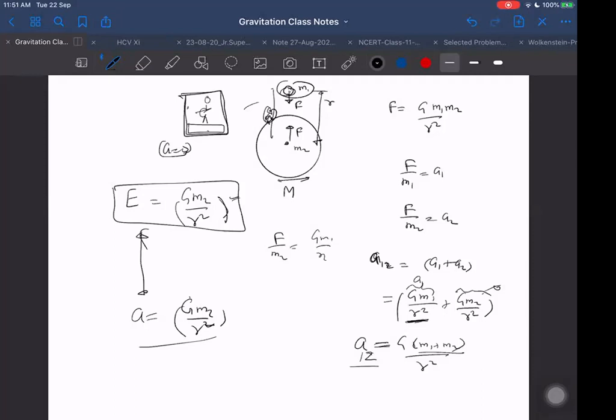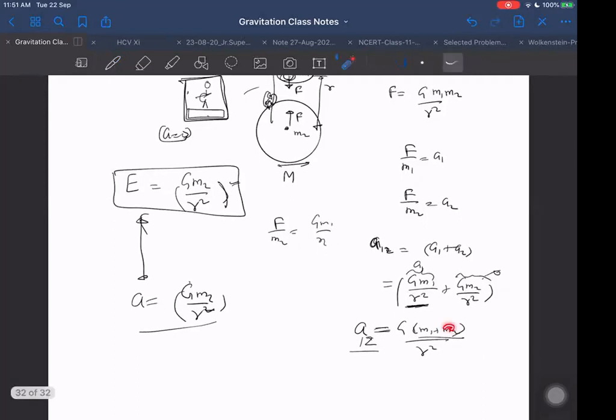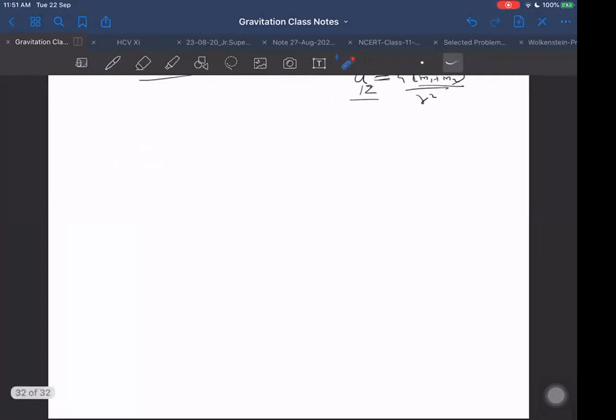So I hope you understood the difference between field and acceleration. As long as this m2 is really much larger than m1, we have really no practical difference. Practically both things are for us equal only. So if they are asking what is the field due to Earth or what is the acceleration due to Earth, for us it doesn't matter. For Earth, both of these things will be the same because Earth is really very heavy as compared to the objects which are falling onto the Earth.